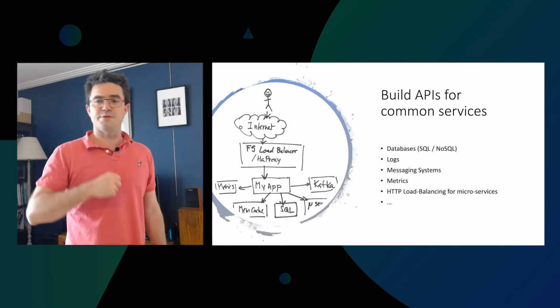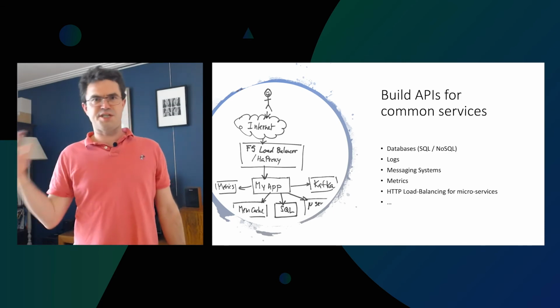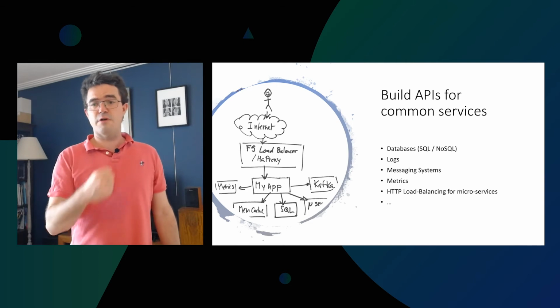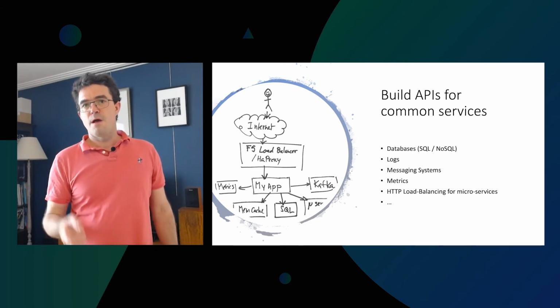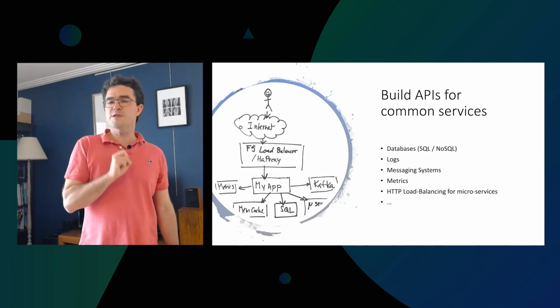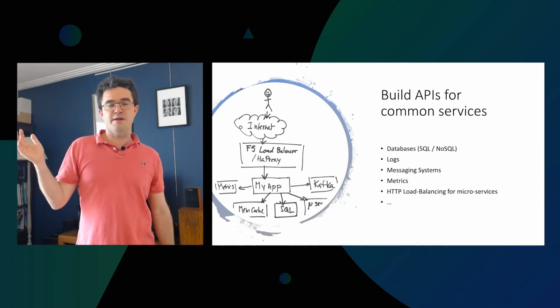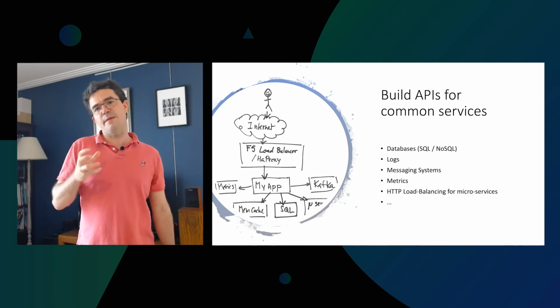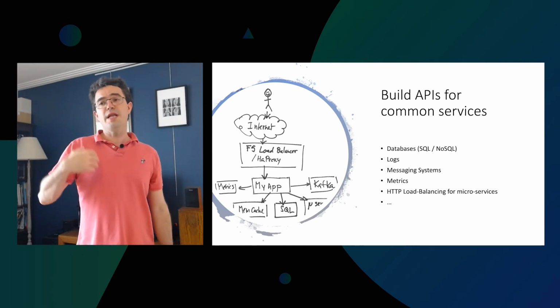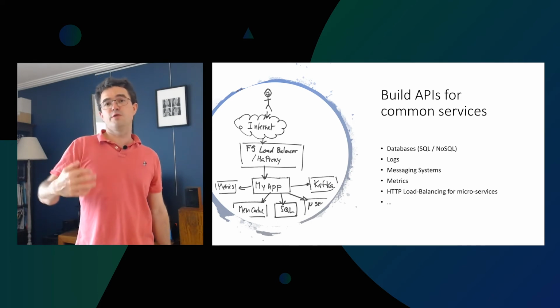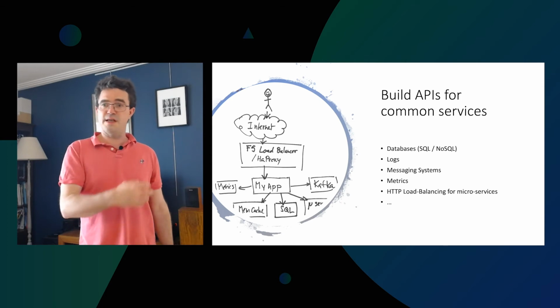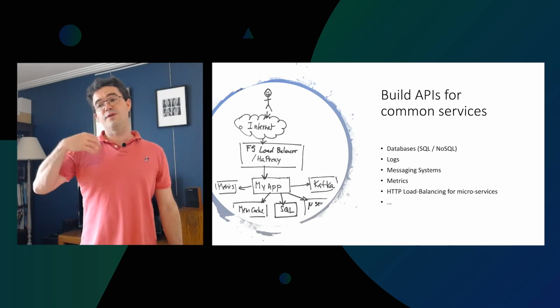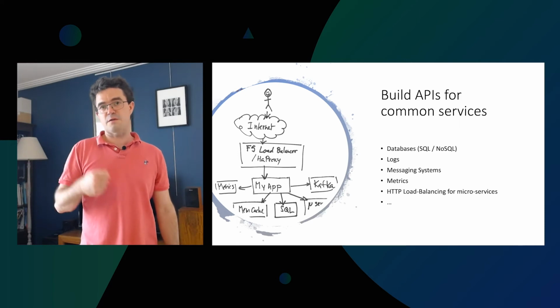So a typical application at Criteo is composed of a MyApp application, which is serving content from the internet. This application is using metrics, Kafka, microservices using HTTP or gRPC, SQL Server, caches, and so on and so on. What we did first is notice that all those services are very different. For instance, we've got hundreds of databases, but they speak the same common language. So we built APIs for those common services. We've got an API to call a database, an API for messaging systems, for metrics, an API to create a load balancer for HTTP, and so on and so on.